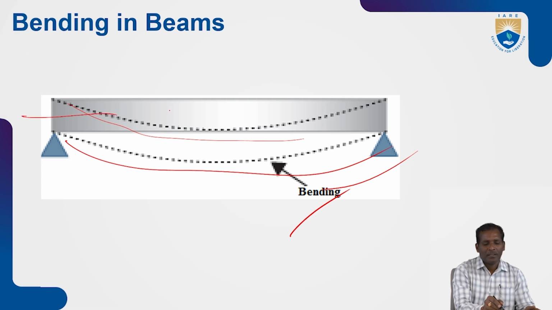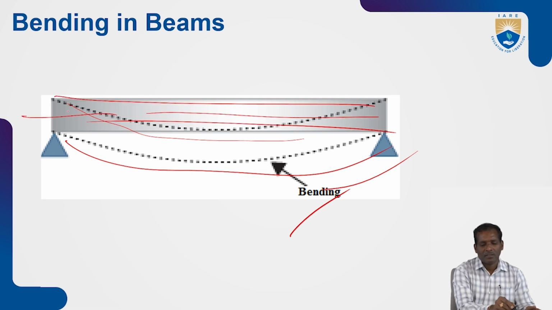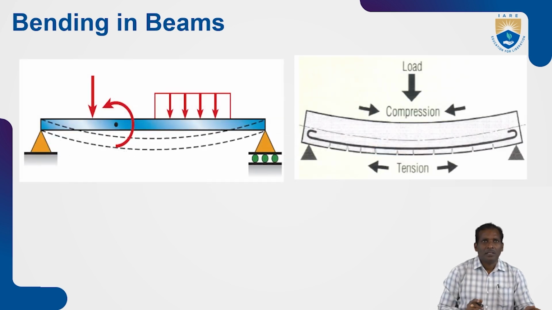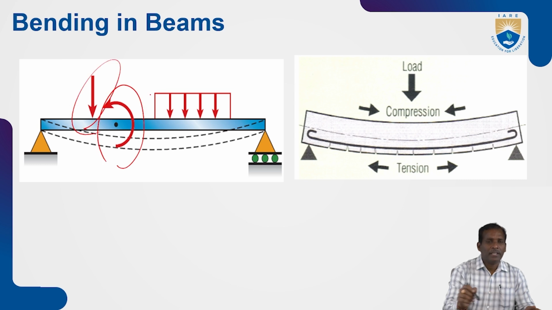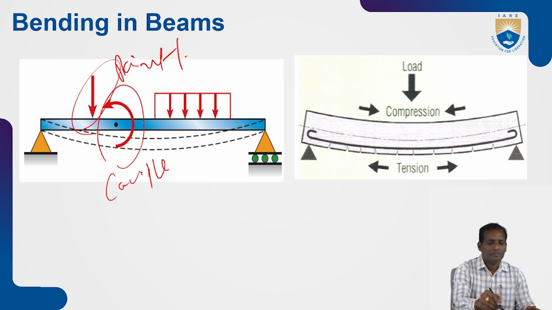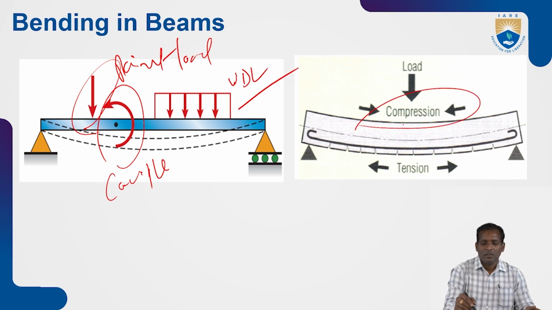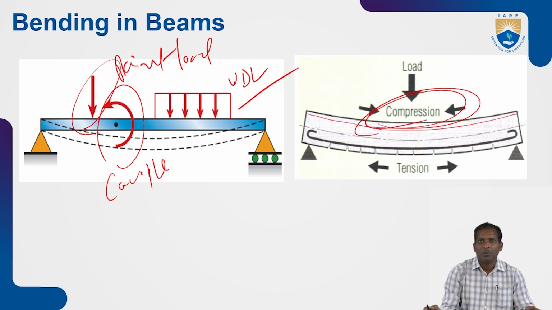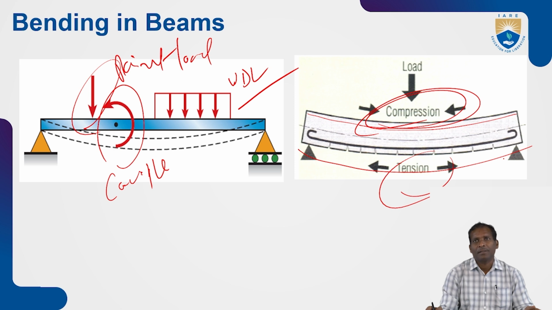Before bending, the lines are like this, with a uniform distribution of lines and forces. Whenever this beam is subjected to loading, such as a point load, a moment, that is a couple, and a UDL, some deformation occurs due to the loads acting on the beam. The top layer undergoes compression and the bottom layer undergoes tension.